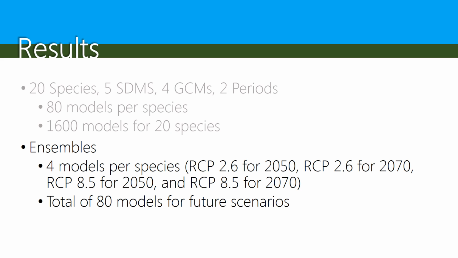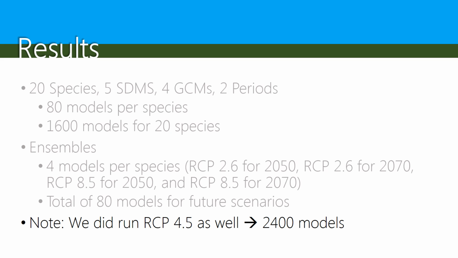That is a combination of the RCP 2.6 for the year 2050, RCP 2.6 for the year 2070, RCP 8.5 for the projected year 2050, and RCP 8.5 for the projected year 2070. So a total of 80 models for future scenarios for the 20 species.